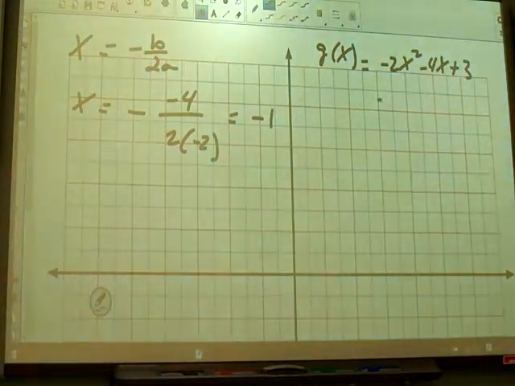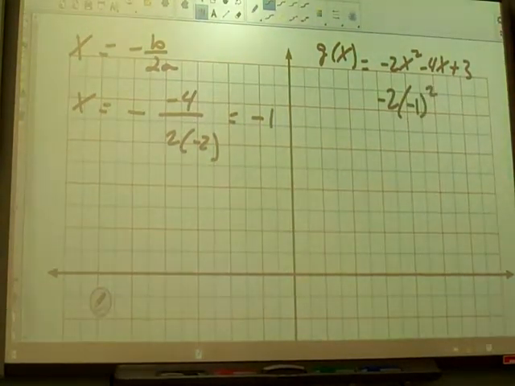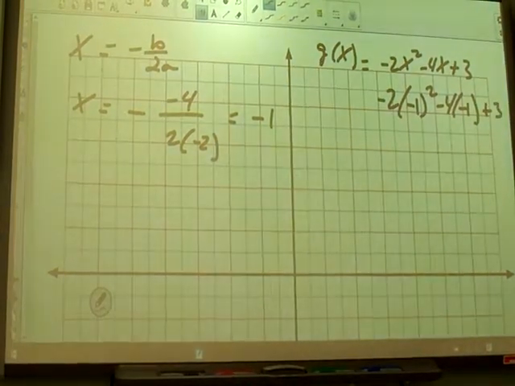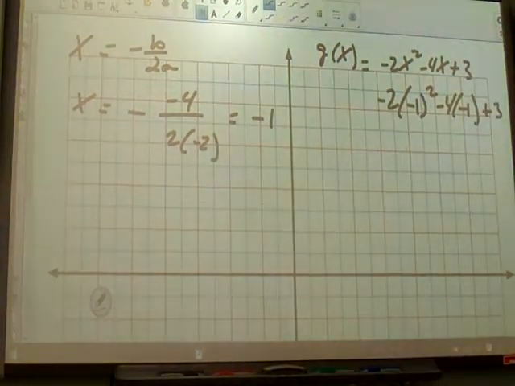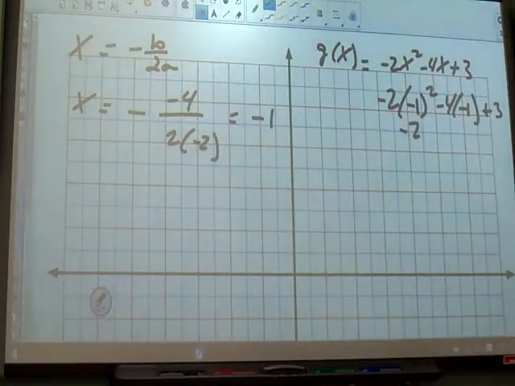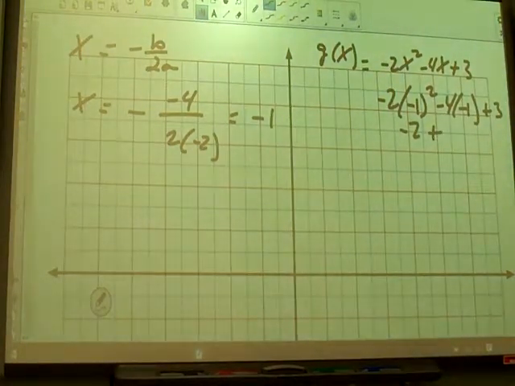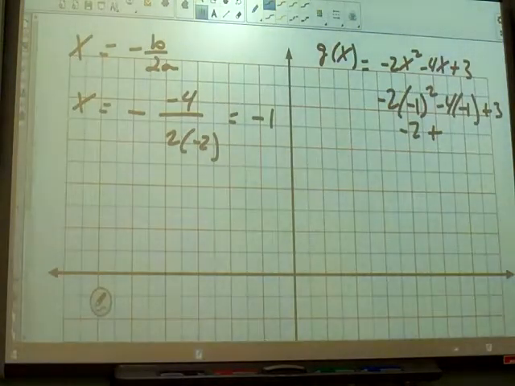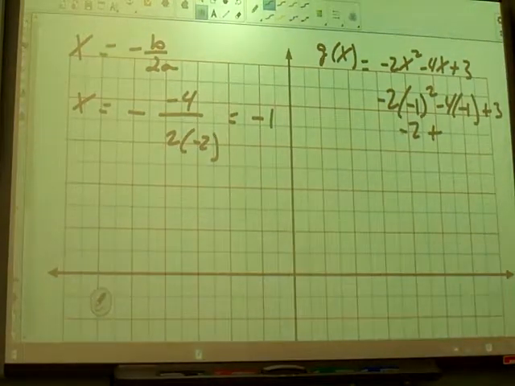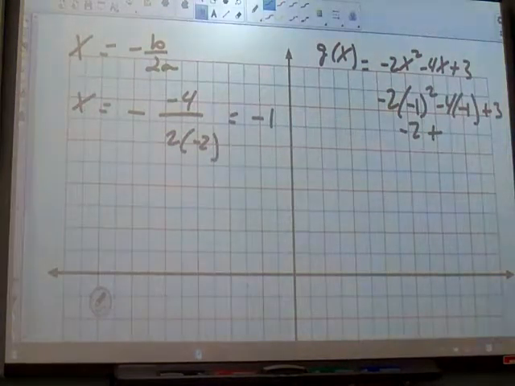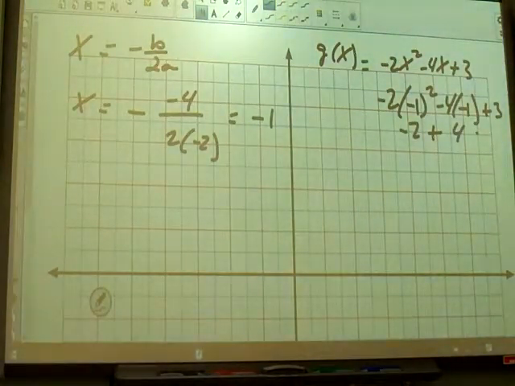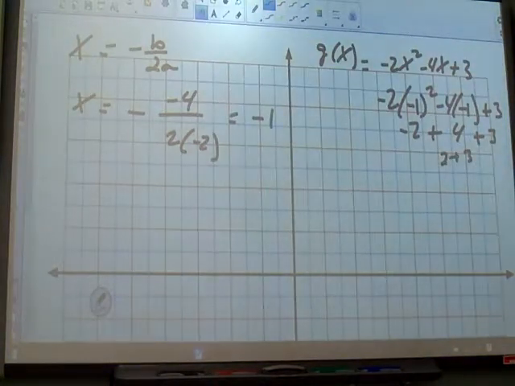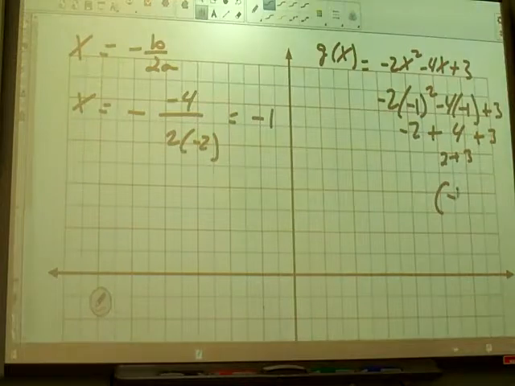Okay, now I'm going to plug that back in. -1 squared is 1. 1 times -2 is -2. Would it be positive? The first part would, yes. Negative 1 squared would be positive 1, but then when you times it by negative 2, it would turn it back to negative. Negative 4 times negative 1 is positive 4. So that is -2 plus 4 plus 3. So I've got a vertex at negative 1, 5.